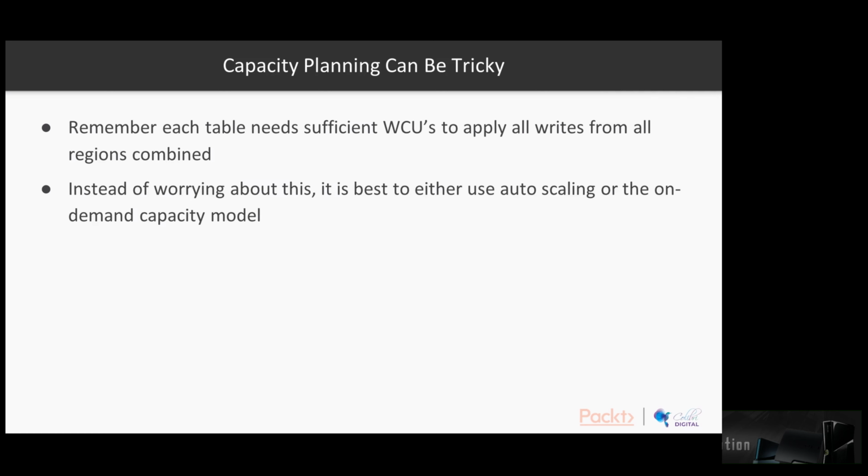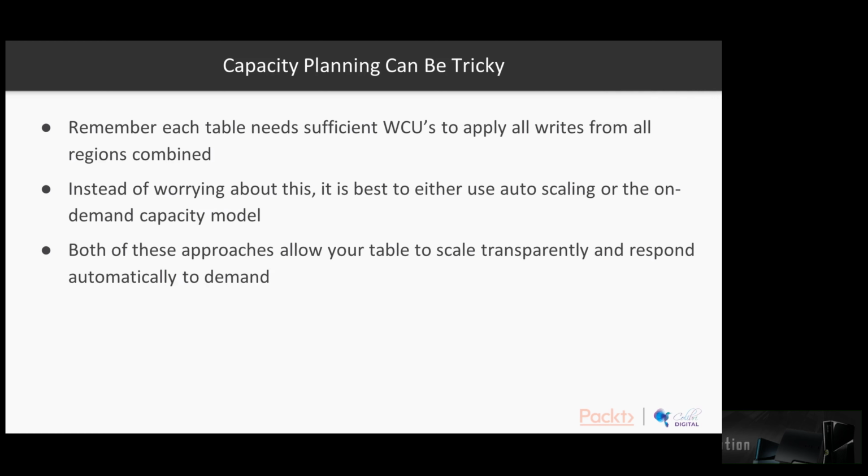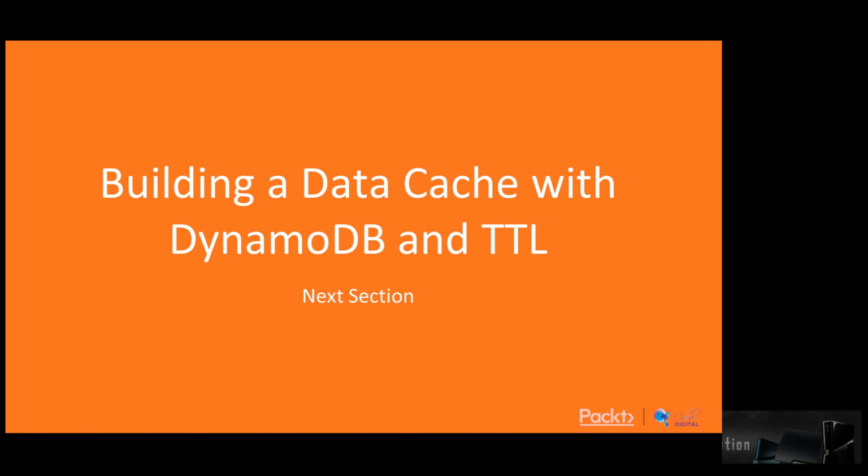So to be honest, instead of worrying about this, you're probably better off considering using either auto-scaling or the on-demand capacity model, which of course takes care of all of this for us. Both of these approaches allow your table to scale transparently and respond automatically to demand. So that's everything I wanted to talk to you about in this video, and in fact everything I wanted to talk to you about in this section. Hopefully it's been a good overview of how DynamoDB works under the hood, some of the more advanced features that DynamoDB offers, and how DynamoDB really has the features to allow you to build a truly scalable, truly global application.